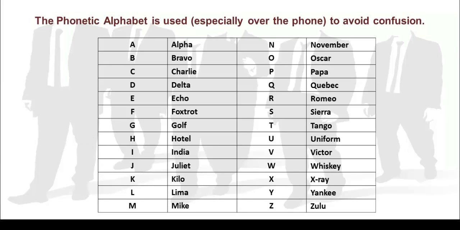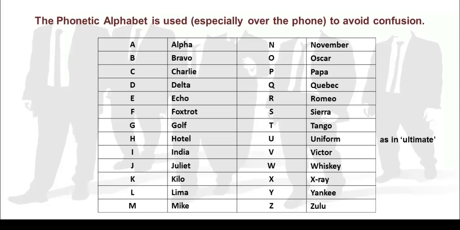I for India, J for Juliet, K for Kilo, L for Lima, M for Mike, N for November, O for Oscar, P for Papa, Q for Quebec, R for Romeo, S for Sierra, T for Tango, U for Uniform.